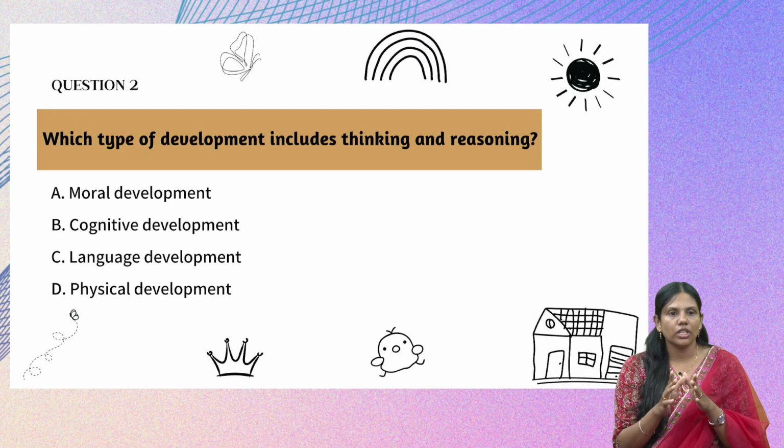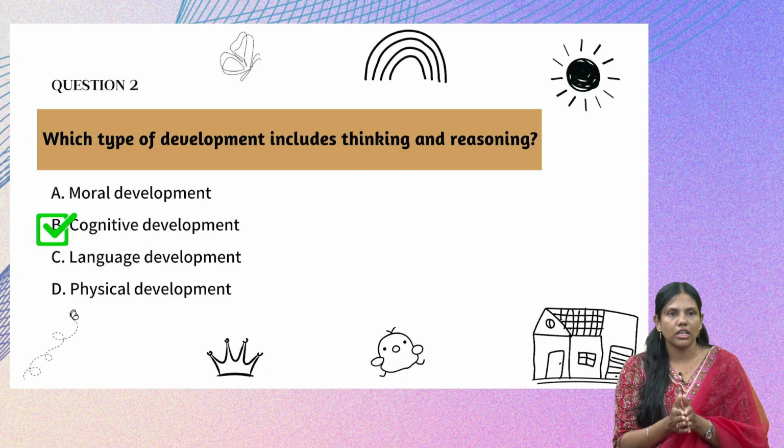So when it comes to thinking and reasoning, moral development will not be an answer because it's not talking about the ethics or the values. Then language development also will not be an answer because it is more related to the communication aspect. Then physical development is more related to the height, weight of the person. So the answer is cognitive development, which includes thinking and reasoning.